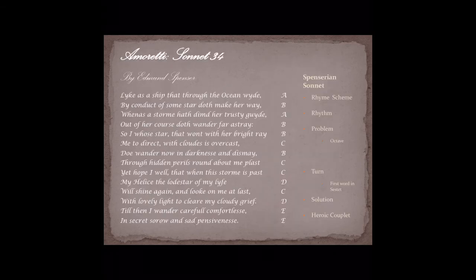Stop the video so that you can read the sonnet. And now we are going to analyze the sonnet.